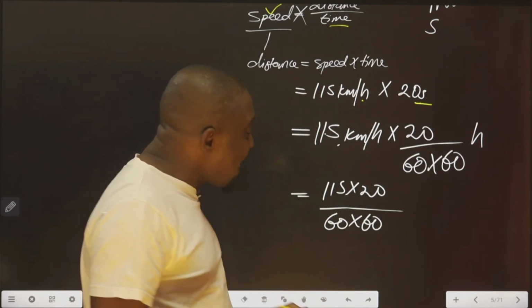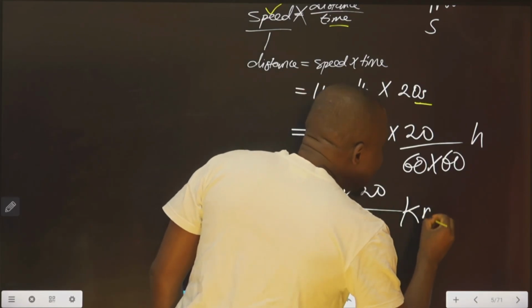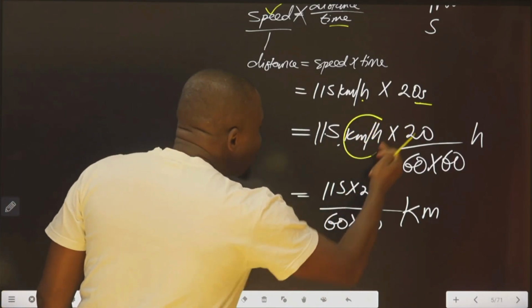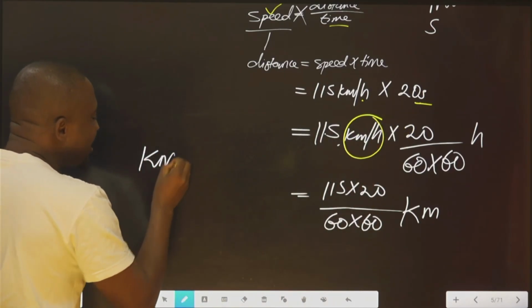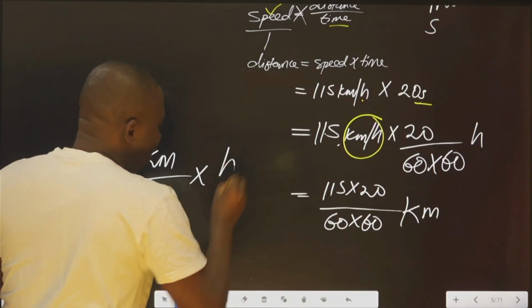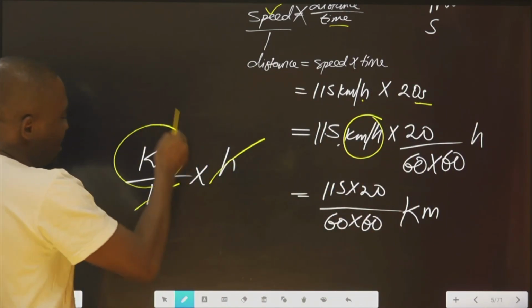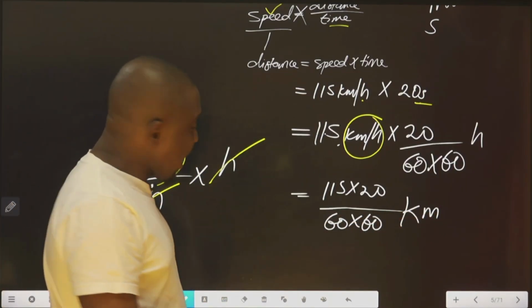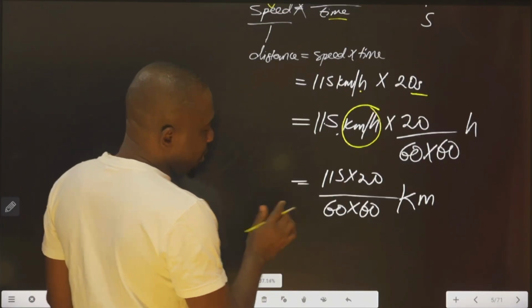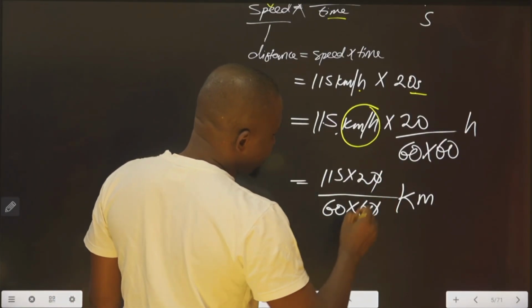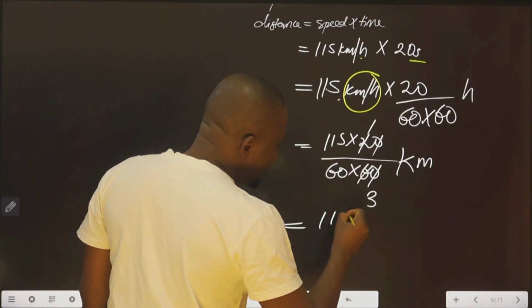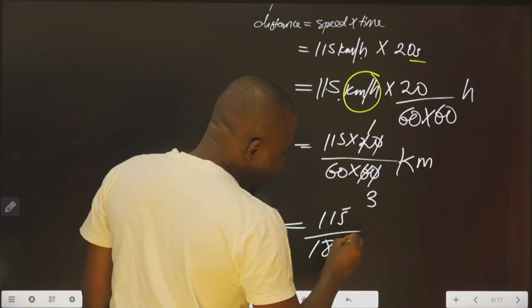Finally, the unit is now in kilometer. How? Will that confuse you? Let me explain to you. This is kilometer over hour, multiplied by hour. Hour cancels hour, and this is remaining. Now, this cancels this. This here is 1, this here is 3. Now we have 115 over 180.